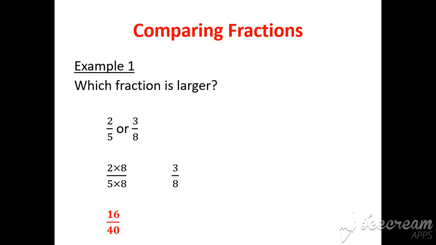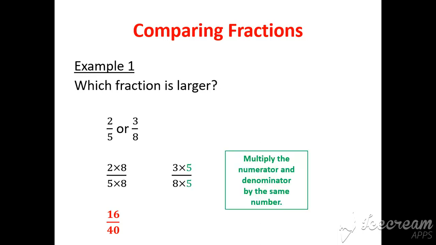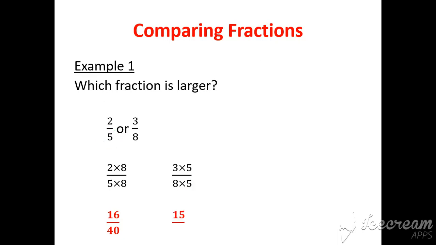Okay, let's move on to the second fraction, 3/8. We're going to do something similar. We're going to turn it into an equivalent fraction, so we're going to times the top and the bottom by something. What number are we going to do this time? 5. Now, why did we pick 5? Because it's the denominator of the other fraction. So we're going to go 3 times 5 is 15, 8 times 5 is 40, and we've turned 3/8 into an equivalent fraction of 15 over 40.